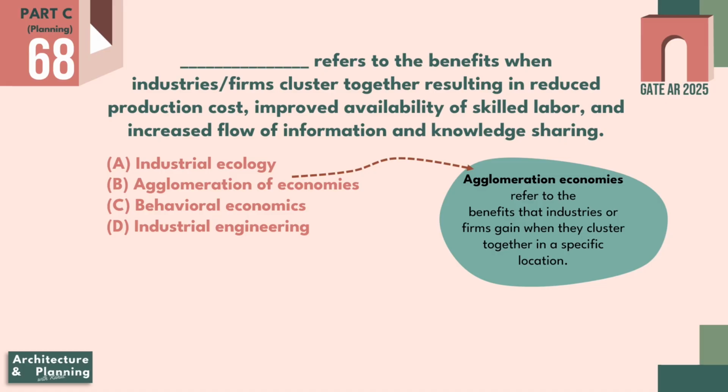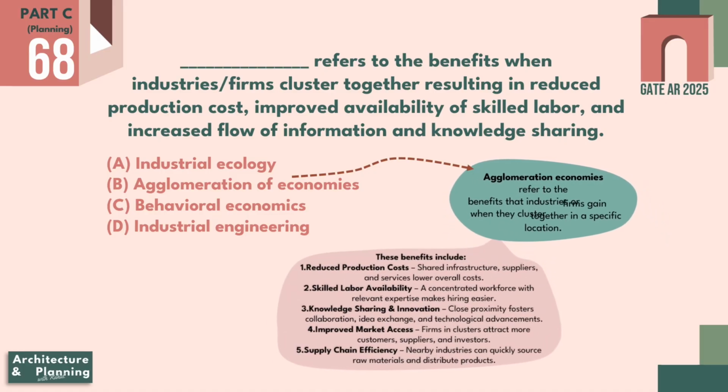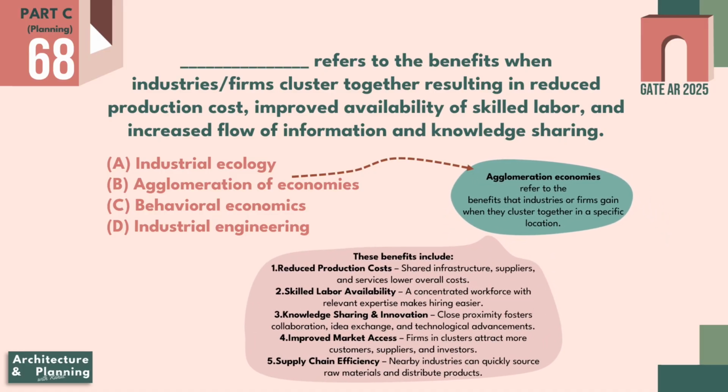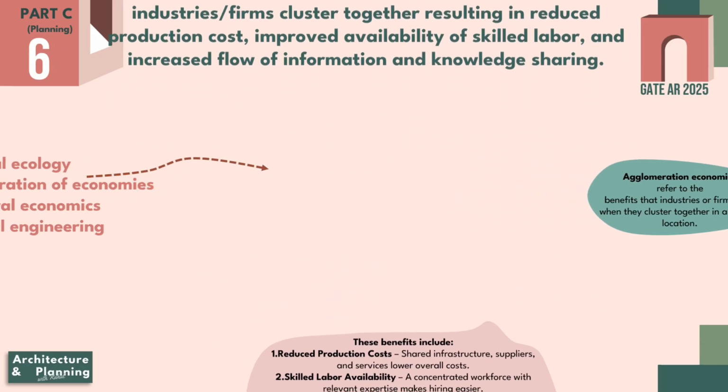Some of the major benefits of such clusters are reduced production cost, due to sharing of infrastructure, suppliers and services. They also get benefited by skilled labor force. They can collaborate easily, hence knowledge sharing and innovation becomes easy. Firms and industries attract more customers when they are in a cluster, therefore good market accessibility. Clusters of industries make an efficient supply chain model. So the correct answer of this question is agglomeration economies. Let's move to the next question.